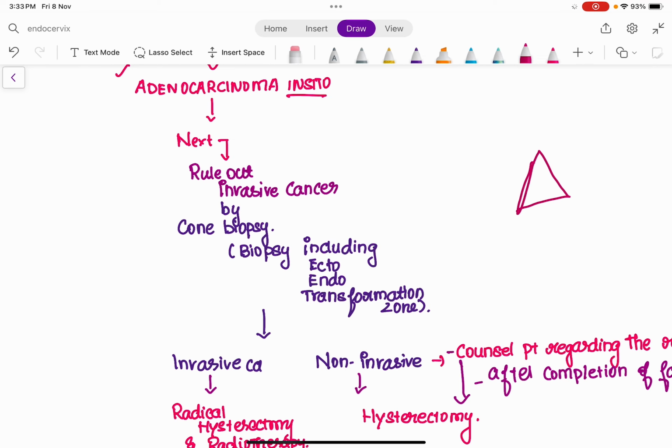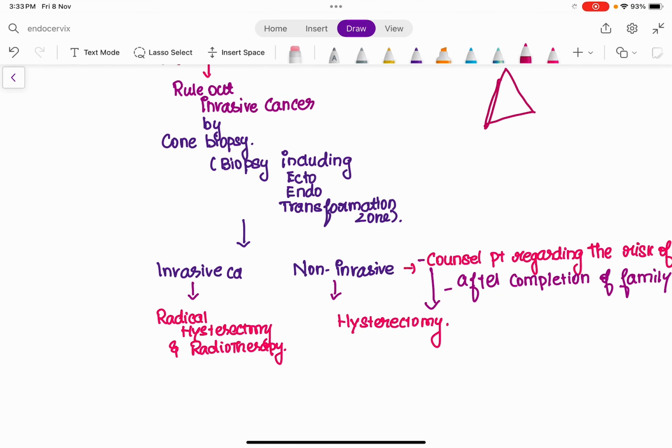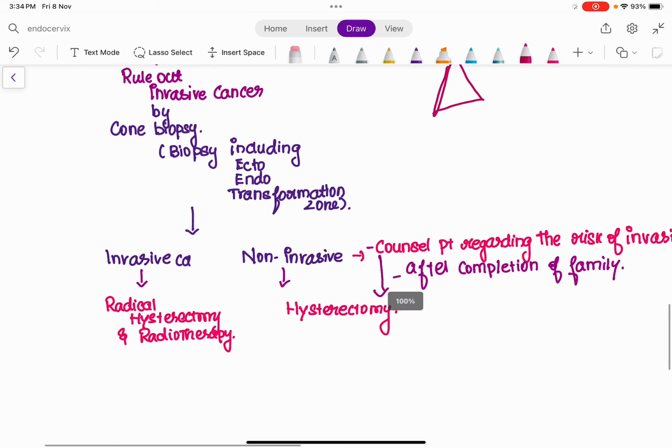Once you do this cone biopsy, you will get to know two things: whether it is an invasive carcinoma or a non-invasive carcinoma. If it is an invasive carcinoma, what are you going to do? And if it is a non-invasive carcinoma, what are you going to do? If it is an invasive carcinoma, you have to do hysterectomy in that patient. You have to do radical hysterectomy, where you remove the uterus and cervix, followed by radiotherapy. Since it's an invasive cancer, you have to give radiotherapy, radiation therapy, right?